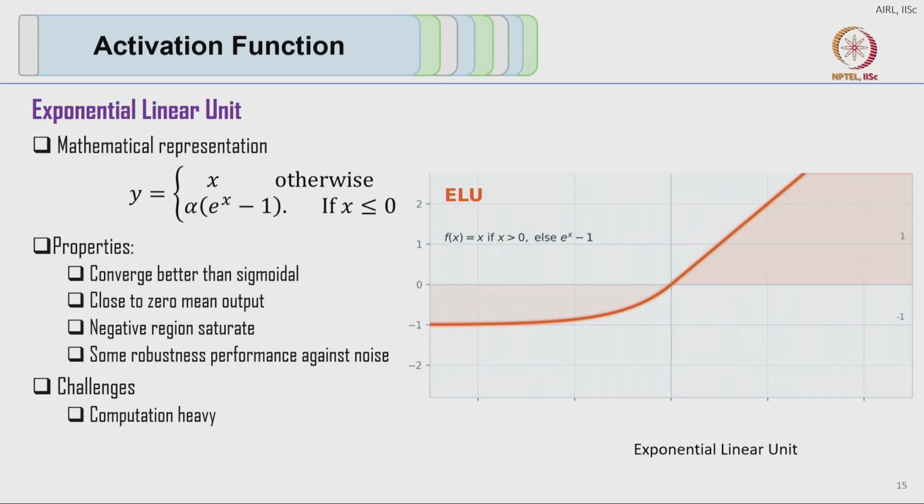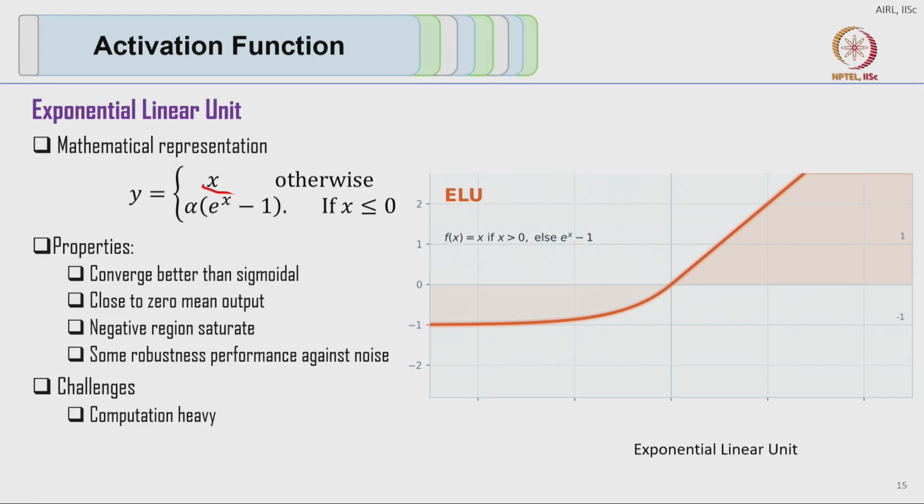Then I can go to the exponential linear unit. In the positive region it is linear, in the negative it is not. Alpha times x is an exponentially decaying function. For example, mathematically, y is equal to x if x is greater than 0, otherwise alpha times e power x minus 1, right? So I can have this.